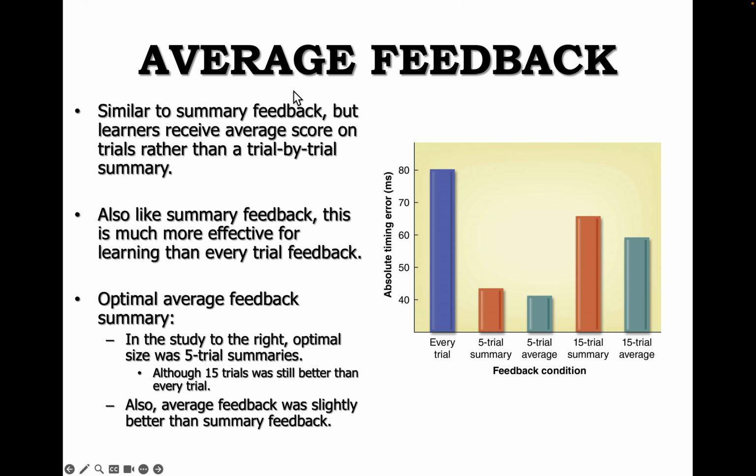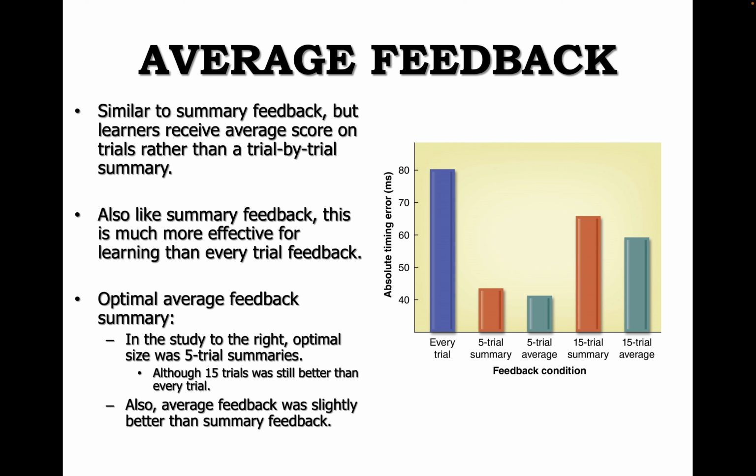Another type of feedback is average feedback. This is similar to summary feedback, but a little bit more specific: with average feedback, they receive an average score of what they got from all their trials, rather than a trial-by-trial summary. Meaning that, in the previous summary feedback we were talking about, the learners would get information about every single trial that they underwent.